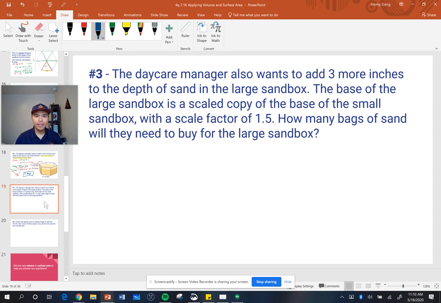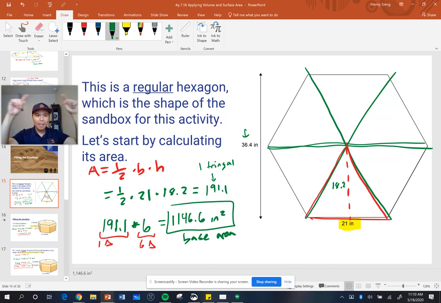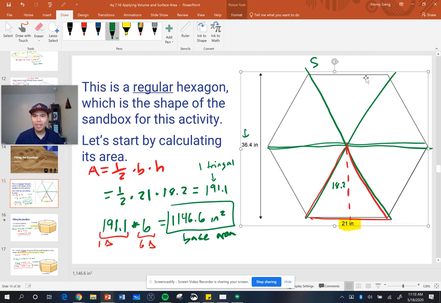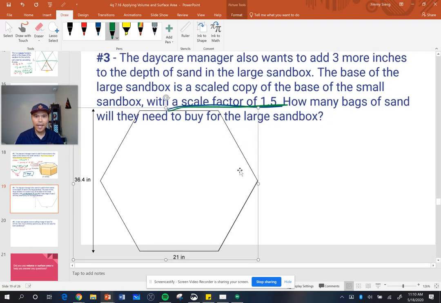So the base of the large sandbox is a scaled copy of the base of the small sandbox. The scale factor is 1.8. Let me use green. So how many bags of sand will they need to buy for the large sandbox? So this goes back to this picture right here, where remember how I said that kind of makes this rectangle shape? Don't worry about the diagonals. Well, I know that for the large sandbox. So let's say this was the large sandbox. Let me see if I can take this image and make a new thing right now, okay? There's that.